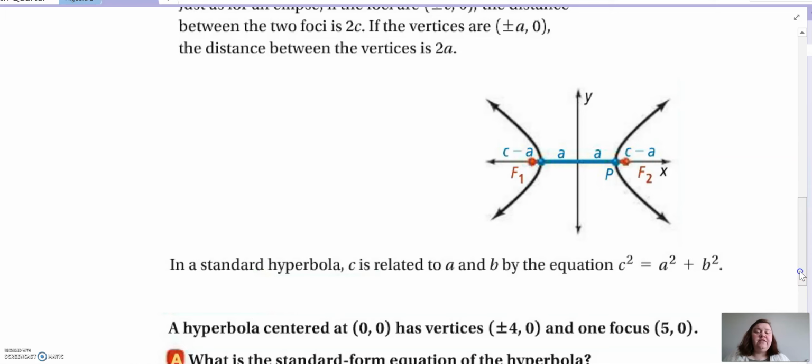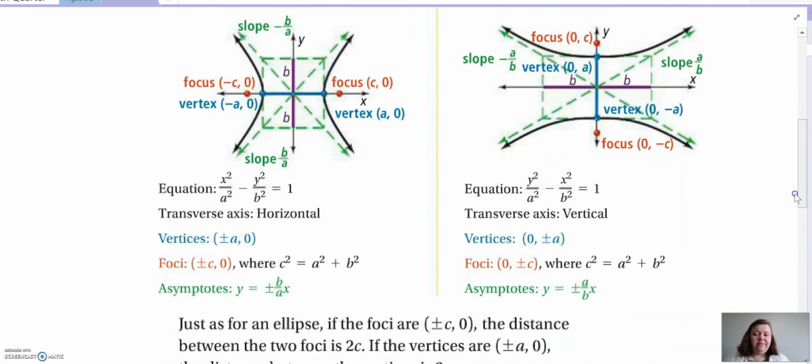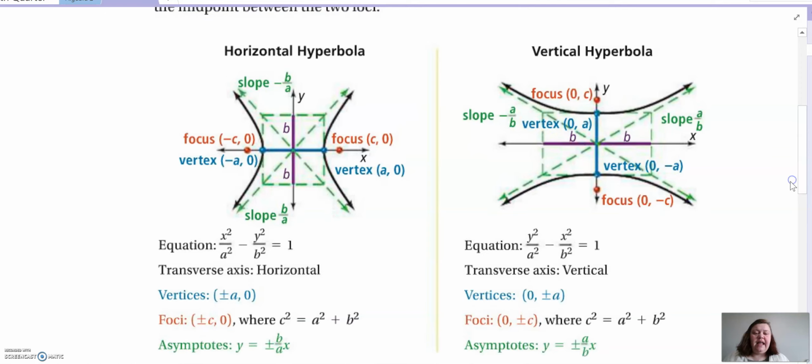And we actually have two types of hyperbolas. We have a horizontal hyperbola and a vertical hyperbola. Now, horizontal hyperbola, that's the one over here on the left, is going to open left and right. And a vertical hyperbola is going to open up and down. Let's first concentrate on the horizontal hyperbola, so the one over here on the left.